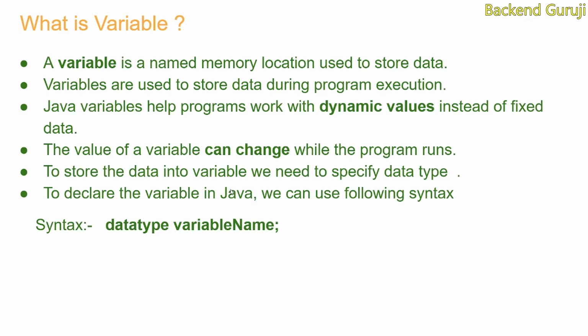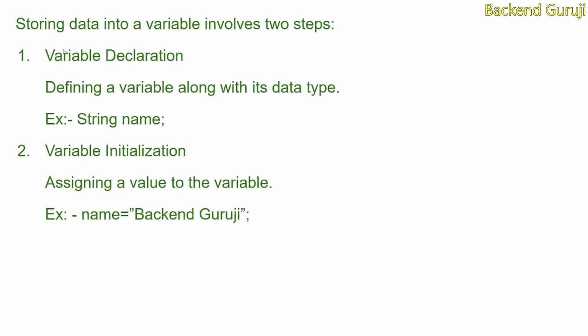To declare a variable in Java, we can use the following syntax: data type, then variable name. So you can see here, storing data into a variable involves two steps: variable declaration, defining a variable along with its data type. So String is the data type and name is the variable. Then variable initialization: how will we do this? Then you can see this name, we can give it Backend Guruji.